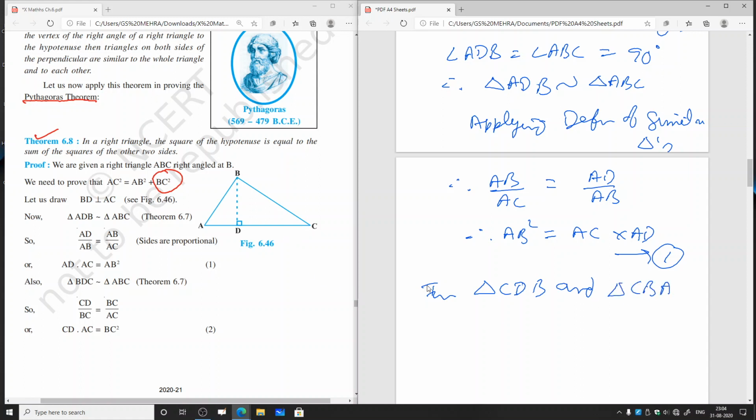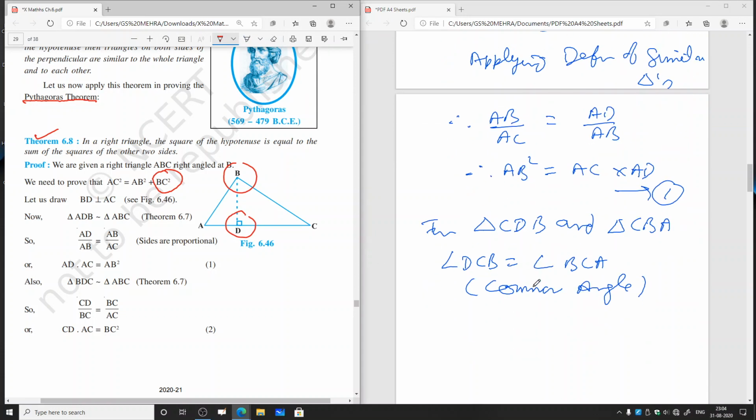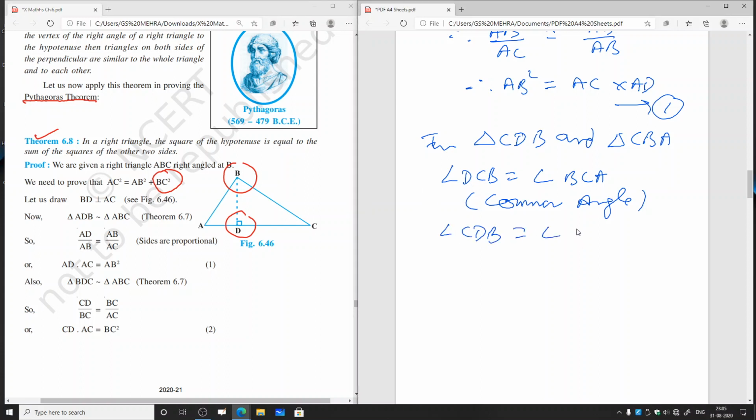we can see that angle C is common in both. Angle DCB equal to angle BCA, common angle. It is visible from the figure also. Next, we can see that angle D is 90 degrees, and in the bigger triangle angle B is 90 degrees, so they will be equal. So angle CDB equal to angle CBA, 90 degrees each.